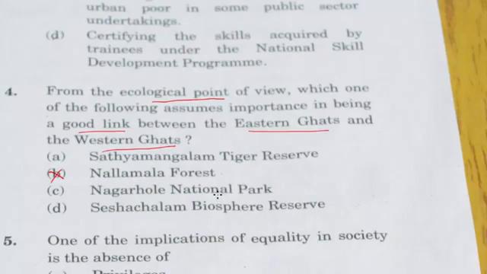Now if you look at Nagarhole National Park, Nagarhole National Park exists in Karnataka, okay, because the name Nagarhole is not a Tamil name and a Keralite name. So this has to exist in Karnataka. Now Karnataka is totally leaning towards Western Ghats, so we're going to take that out from the option as well. And now we are only left with option A and D.